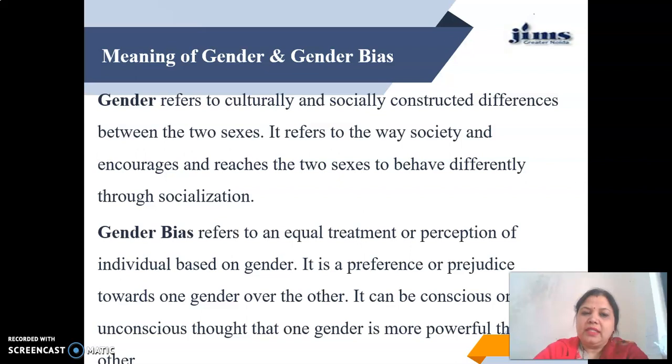Now, gender bias refers to unequal treatment or perception of individuals based on gender. It is a preference or prejudice towards one gender over the other. It can be a conscious or unconscious thought that one gender is more powerful than the other.